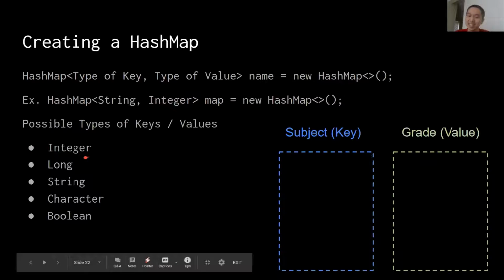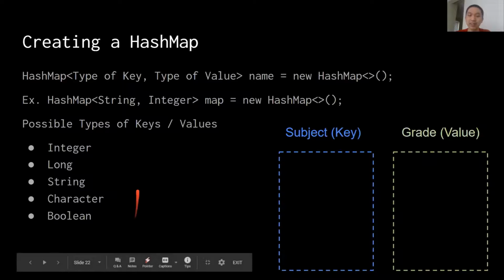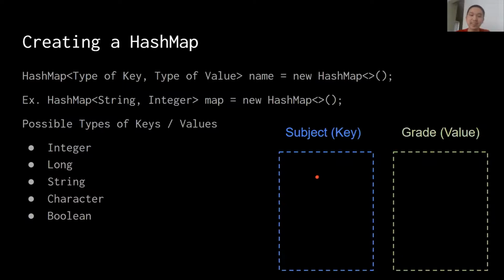You have to use Integer, Long, String, Character, and Boolean. You can't use the lowercase int, long. String is always uppercase, but you can't use char, right? So don't use the lowercase ones. Always keep it uppercase, and that's because it has something to do with objects, and we're not going to touch on that right now. But just make sure you spell it out like this for your types, and it creates an empty hash map. So it has nothing in it right now.